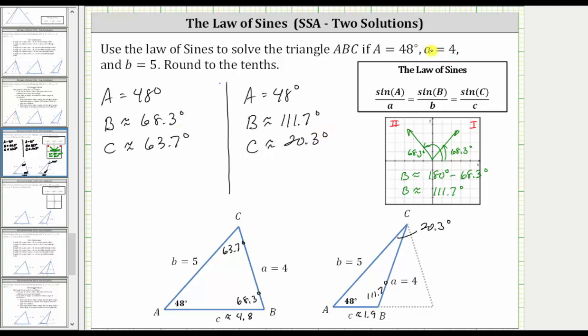And then for both triangles, we know A is equal to 4 units and B is equal to 5 units. But for the first solution, or first triangle, C is approximately 4.8. And for the second solution, C is approximately 1.9.